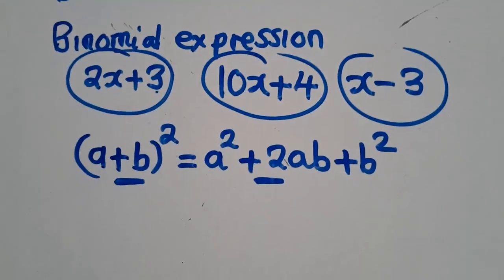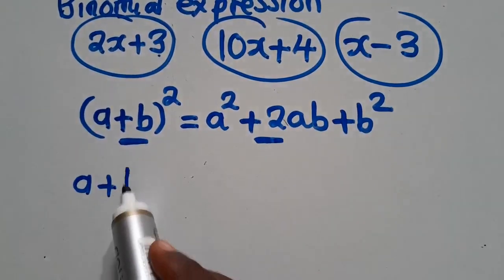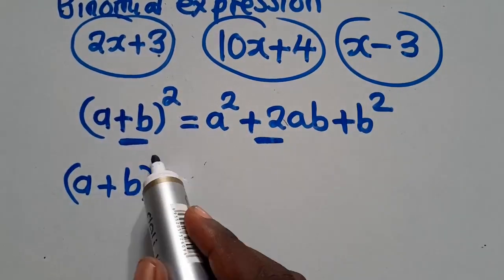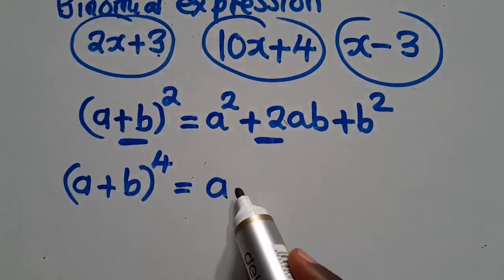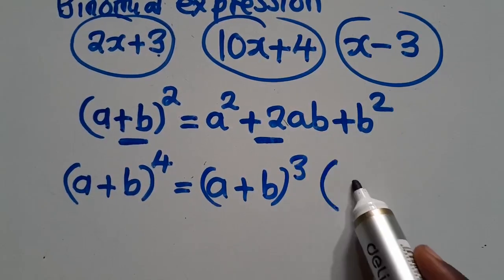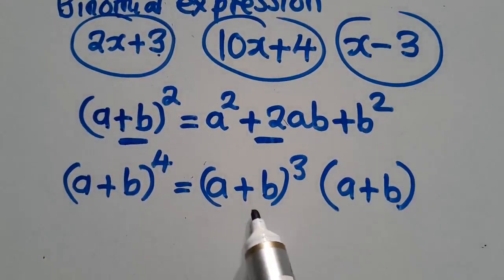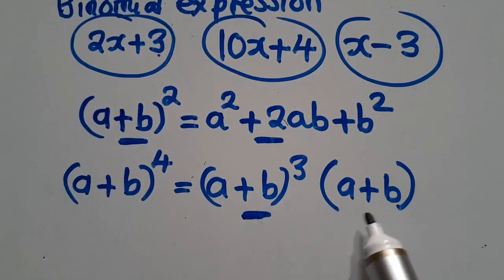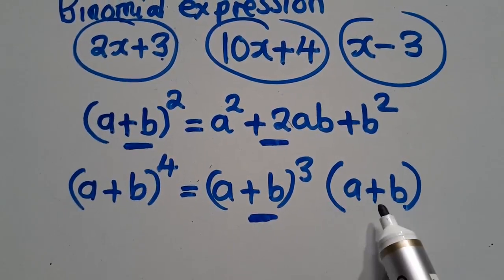What if you've got something like (a plus b) to the power 4? You know that this is the same as (a plus b) cubed multiplied by (a plus b). So you have to expand the cube, and after you expand it, you multiply it with the other factor.